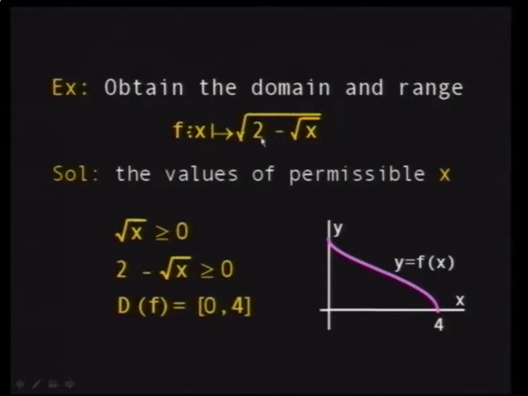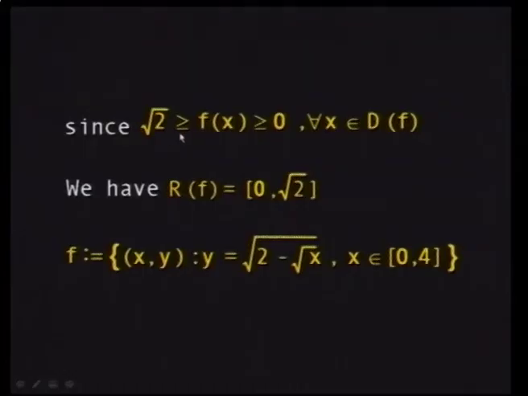What about the range? The range is easy again. Because here the square root is always positive, you are always above the x-axis. But until when? You see that you subtract from 2 something which is always positive, and therefore the range must always be less than or equal to the square root of 2. So you can say that the range of the function stands from 0 to the square root of 2. The domain is from 0 to 4, and the range is from 0 to the square root of 2.